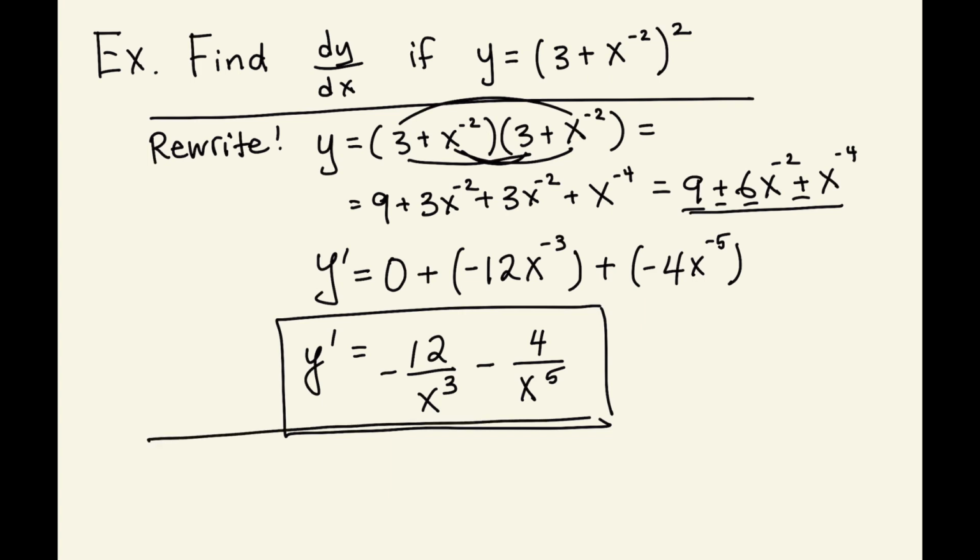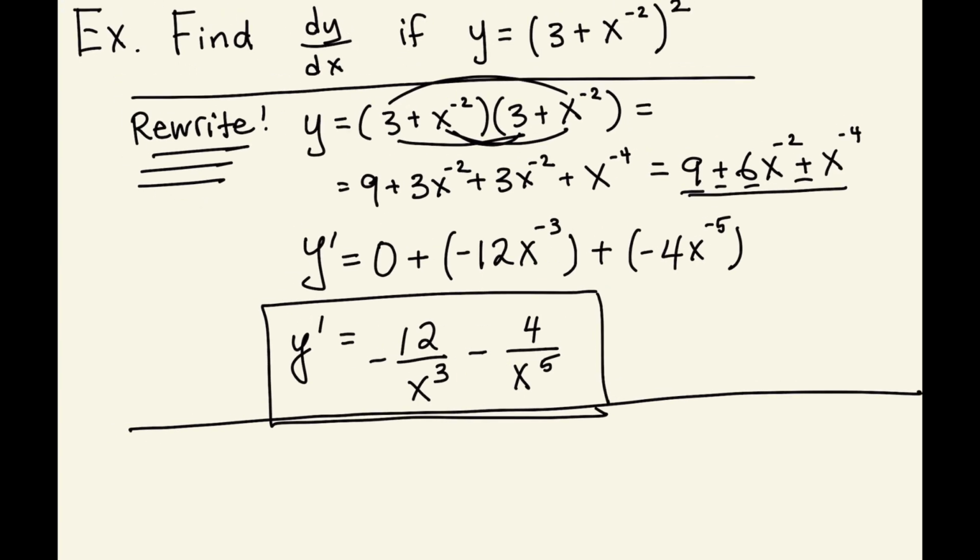The key of this example, the point I'm trying to make, is to try to rewrite your function. This often makes it much easier to take the derivative, and sometimes it's the only way to make it possible. So rewrite.